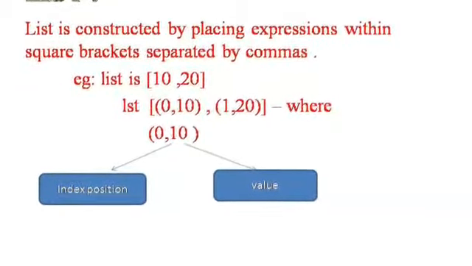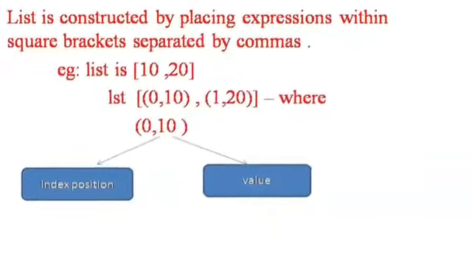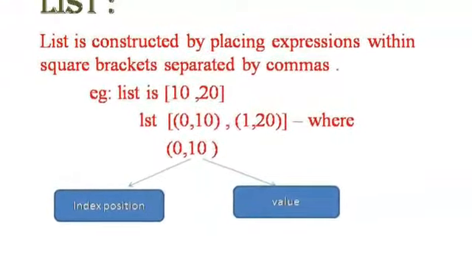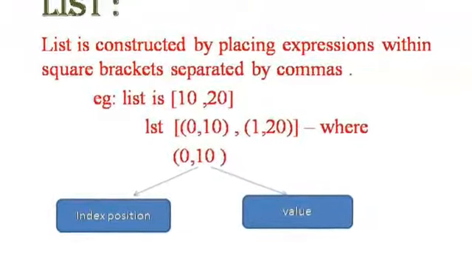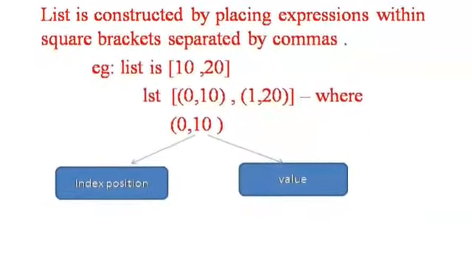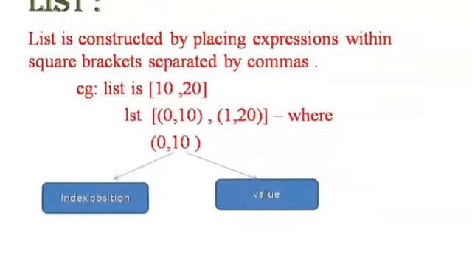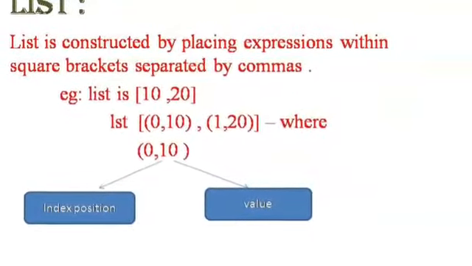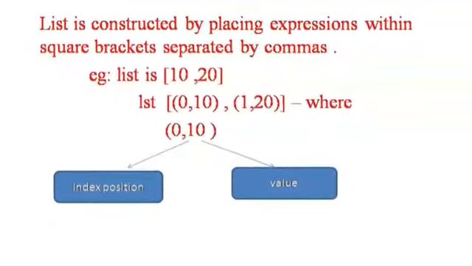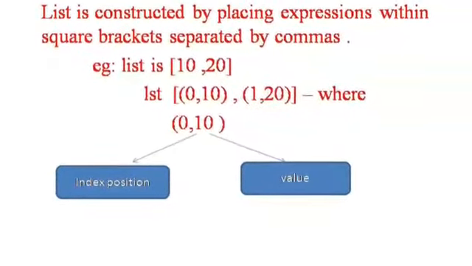Now how to access a value from this list? See here it is given as 0, 10 and 1, 20. 0, 1 are the index positions of the values. Index position, the subscript which we use in arrays, is called the index. 10, 20 are the values separated using comma.